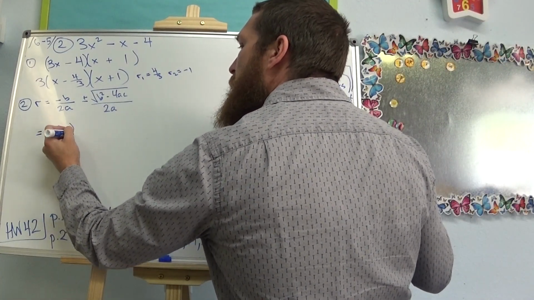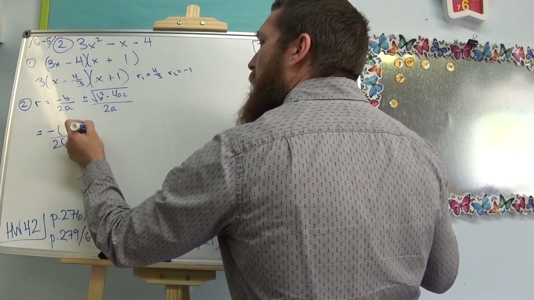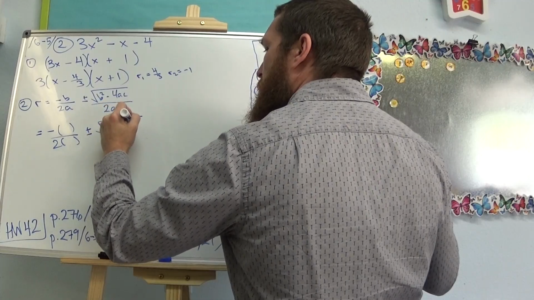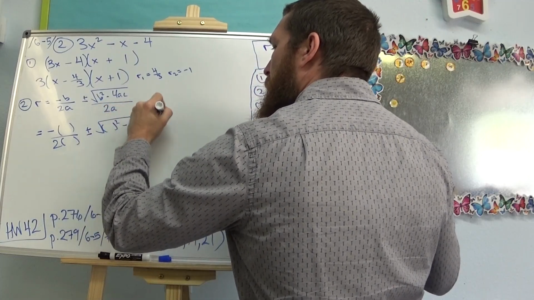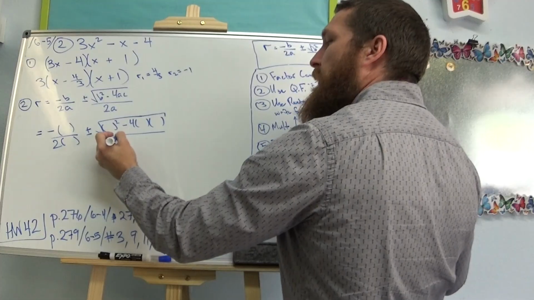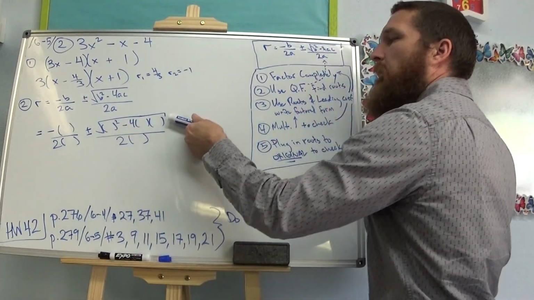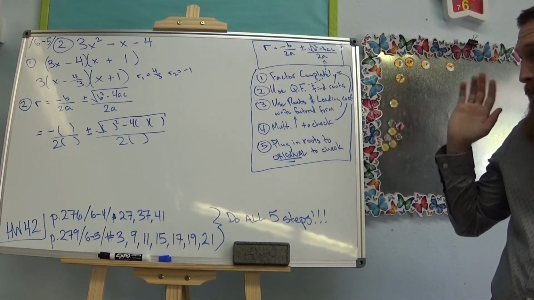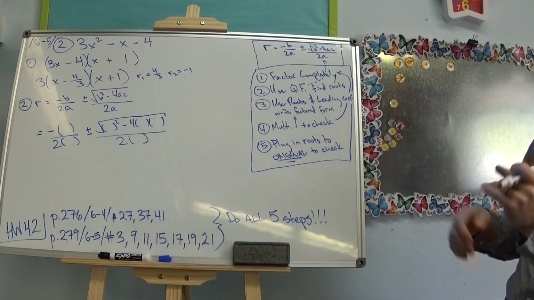Now use parentheses like this. Everywhere that there's an a or a b or a c, you just put parentheses. This step really helps with that 4ac in the radical, because the negative numbers are going to mess you up. If there are negatives, it can mess you up every time.